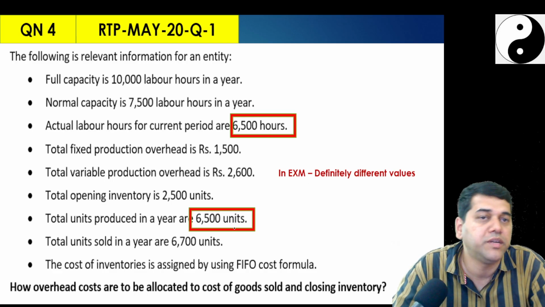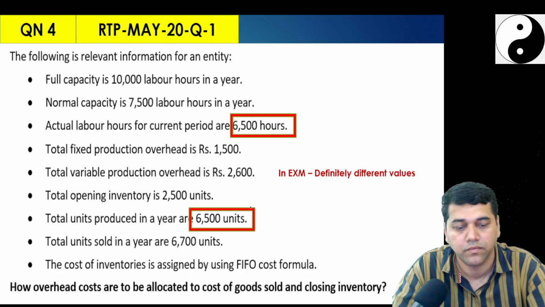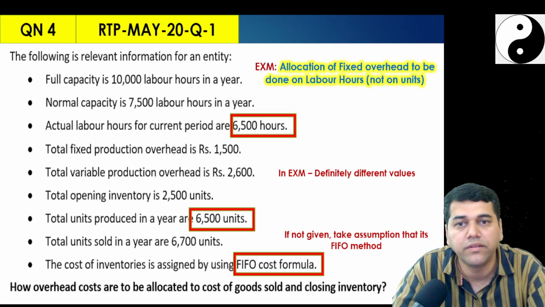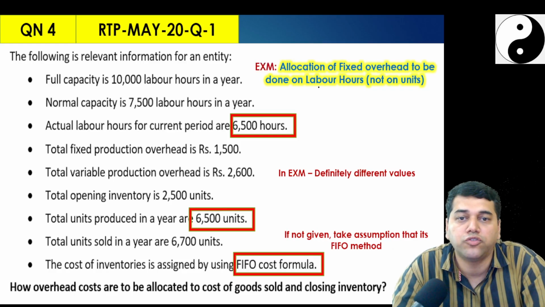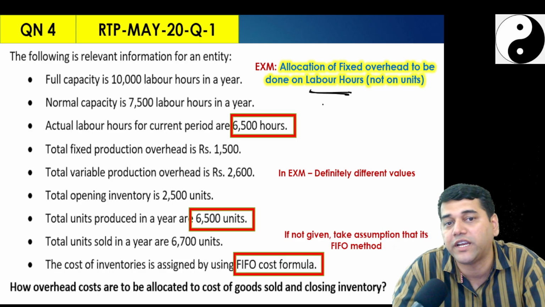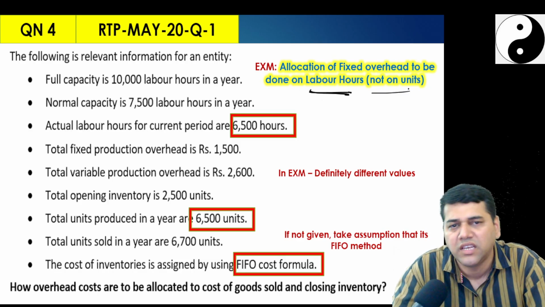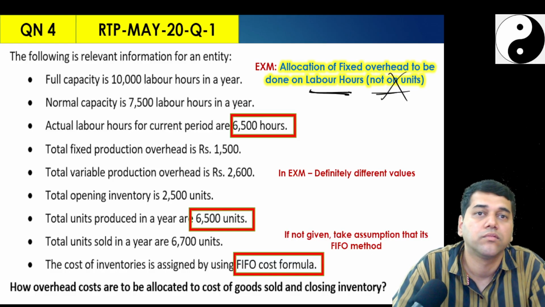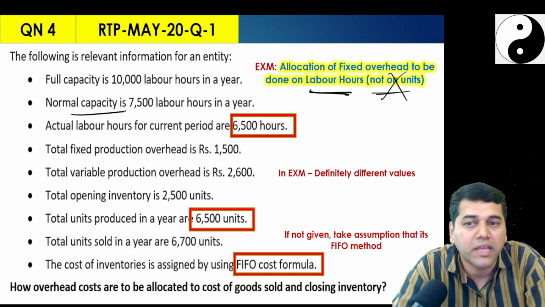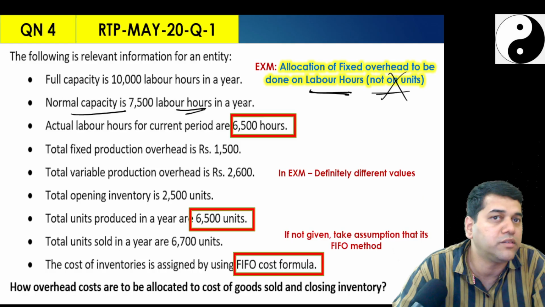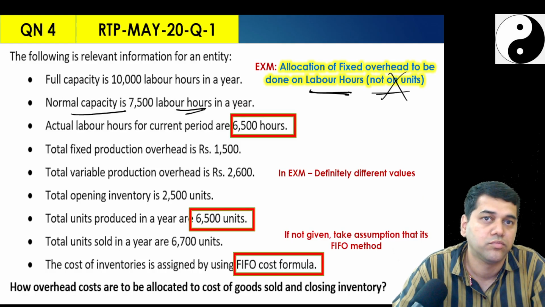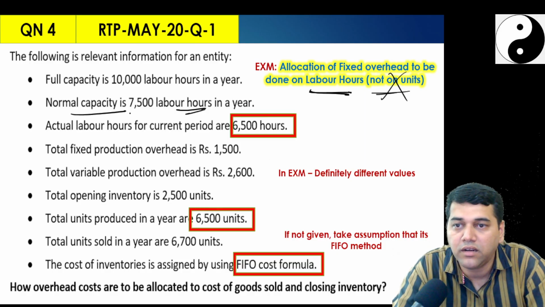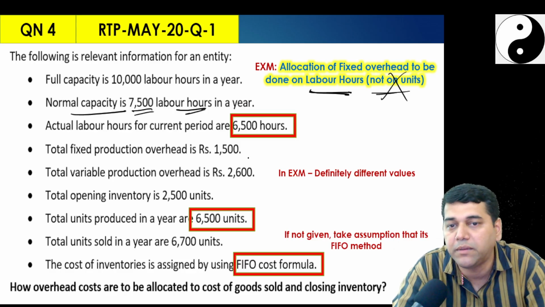these two numbers will be different in the exam. If not given, take the assumption that FIFO will be used. Why? We will see. For allocation of the fixed overheads, they may specifically tell you to allocate based on the labor hours, if not based on the number of units. Yes, because they said normal capacity is in labor hours. So we have to assume that this must be labor intensive. They have not told me.